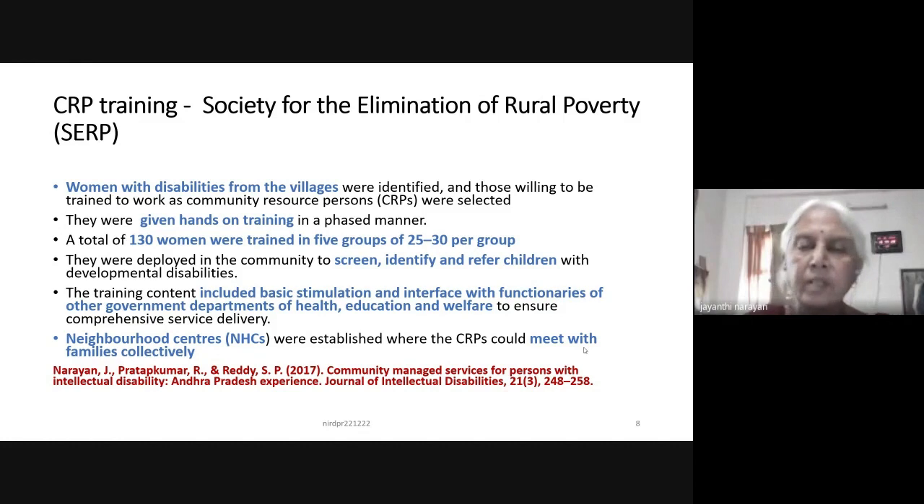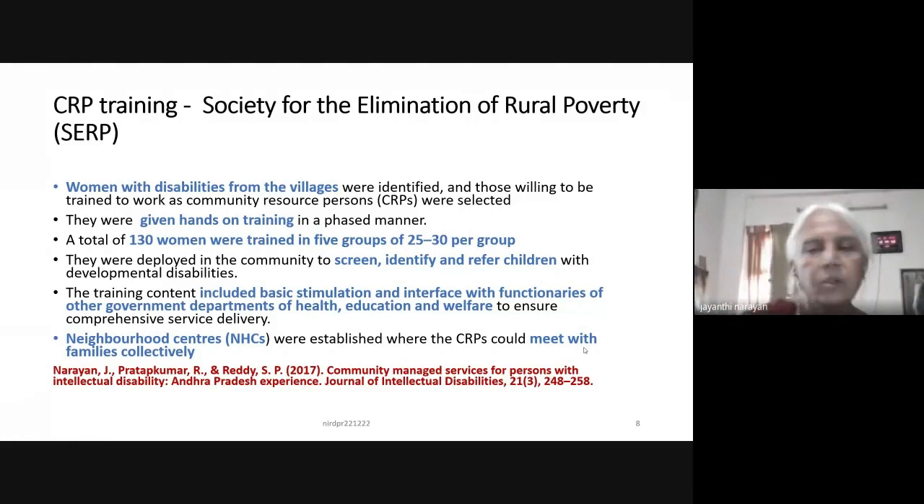But after the training, we have a respect in our community and we are able to do a lot of things. So these were persons with either locomotor disability, or if it is intellectual disability, a parent or sister or somebody they could join. So as you see, we had trained all over Andhra Pradesh. There were pockets. This was a World Bank funded project itself. So 130 women were trained in 5 groups, 25, 30 people in one group.